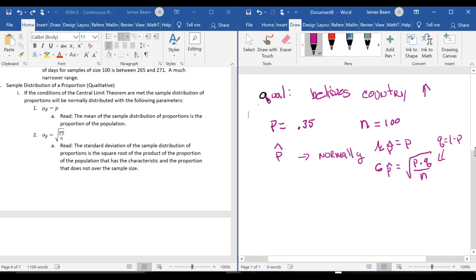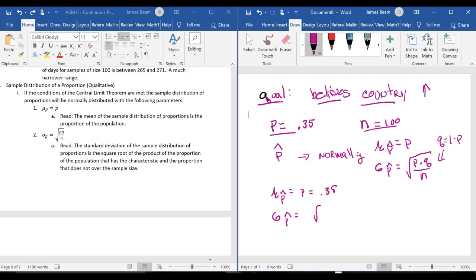So looking at my example here, what I'm saying is if I start taking samples of size 100 over and over again from this population where 35% of the people think the country is getting better, I'm going to get samples that are distributed with a mean around the proportion of the population, 0.35, with a standard deviation being the square root of 0.35 times 0.65 over the size of the sample, 100.